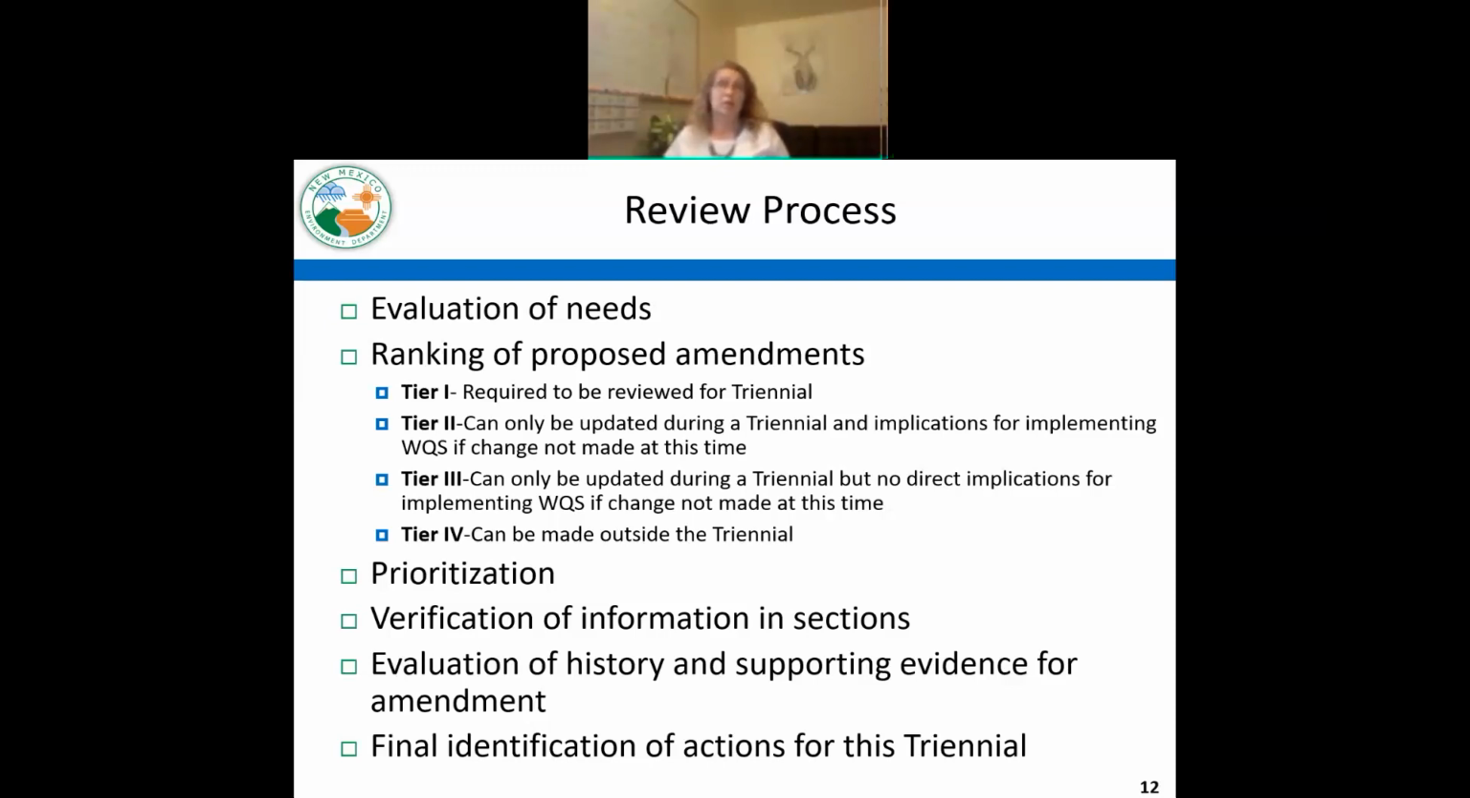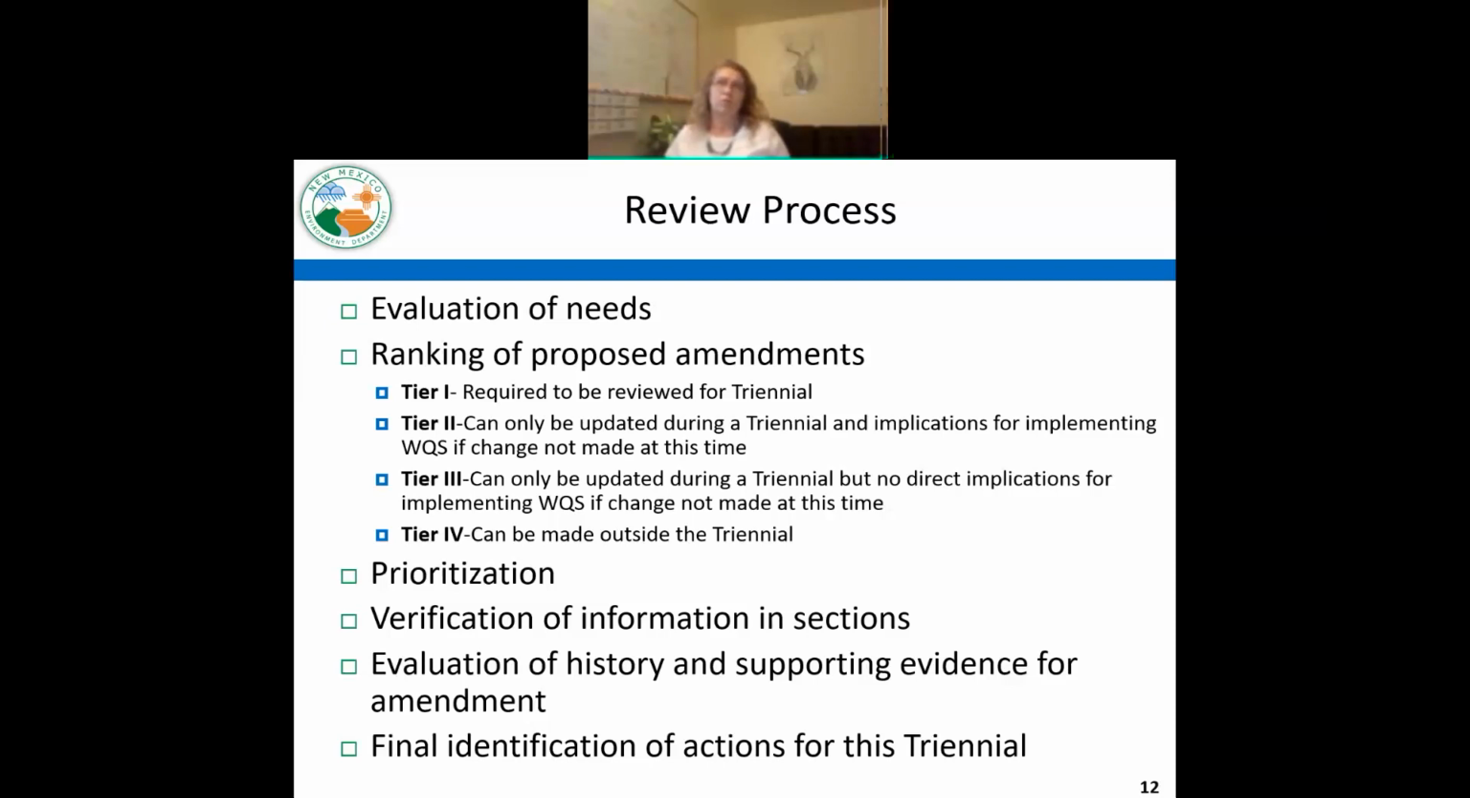Tier 1 are those amendments that the state is required to review, such as the numeric criteria and EPA's 304A guidance. Tier 2 are those amendments that, although not required to be reviewed under a triennial, would pose implications for implementing water quality standards if not amended. Tier 3 are those amendments that, similar to Tier 1, can only be amended during a triennial, but would not pose implications if not made at this time. And these are more formatting or preferential wording that, although they're beneficial, they don't change implementation.